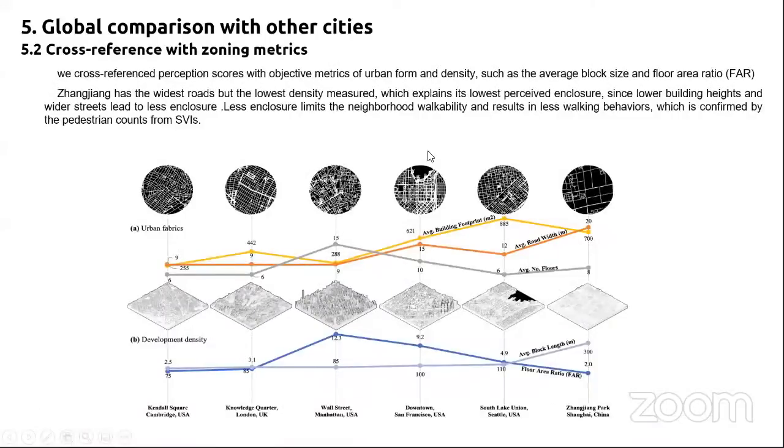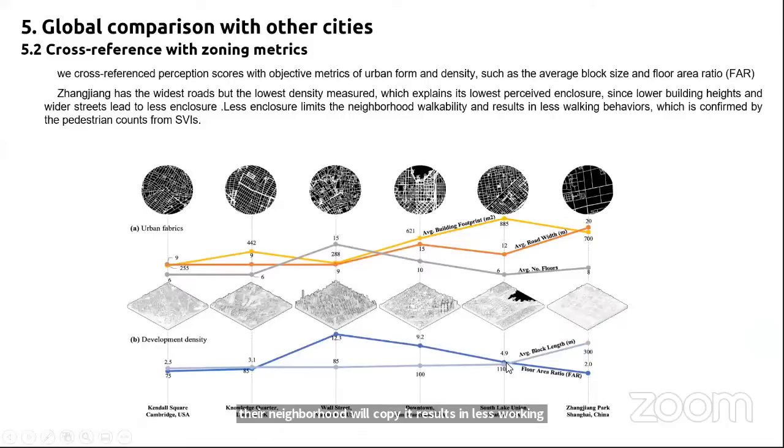And to promote actionable policy suggestions, we cross-reference perception scores with objective metrics of urban form and density, such as the average block size and floor area ratio. And we found that Zhangjiang has the widest blocks but the lowest density measure, which explains its lowest perceived enclosure. Since lower building height and wider streets lead to less enclosure, and less enclosure would limit neighborhood walkability and result in less walking behavior.